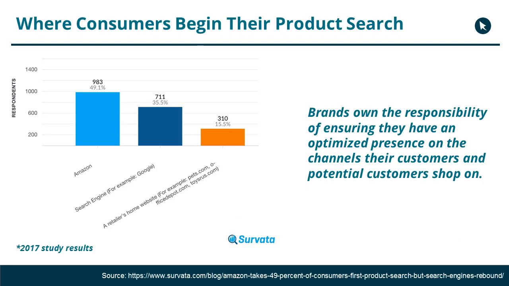Of course, one of the major platforms that they prefer, and I don't have to tell you this, if people could raise their hands and say how many folks here are Prime members, I bet we'd have a pretty healthy amount respond. And what we see here is almost half of consumers begin their online product search on Amazon, with another third going to search engines and then 15.5% to retailers' home websites.